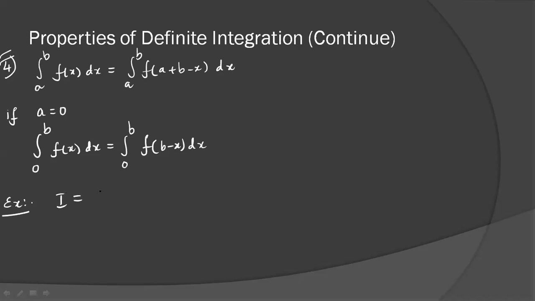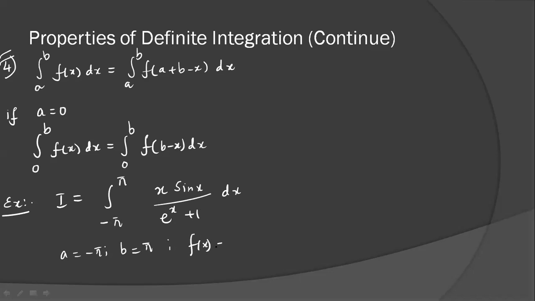Let's see one example based on this property. The integral is minus pi to pi, x sine x over e to the power x plus 1 dx. Apply this property. What is a here? a is minus pi, and what is b here? b is pi. And what is f(x) here? f(x) is, if you compare, x sine x over e to the power x plus 1.